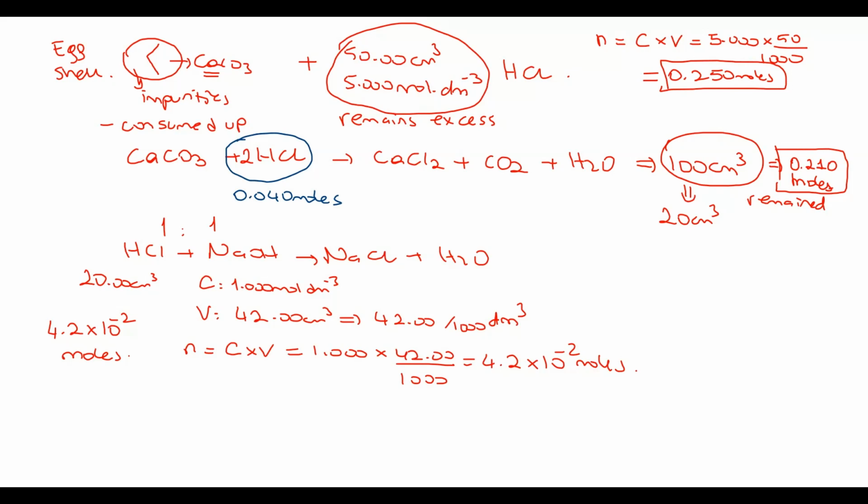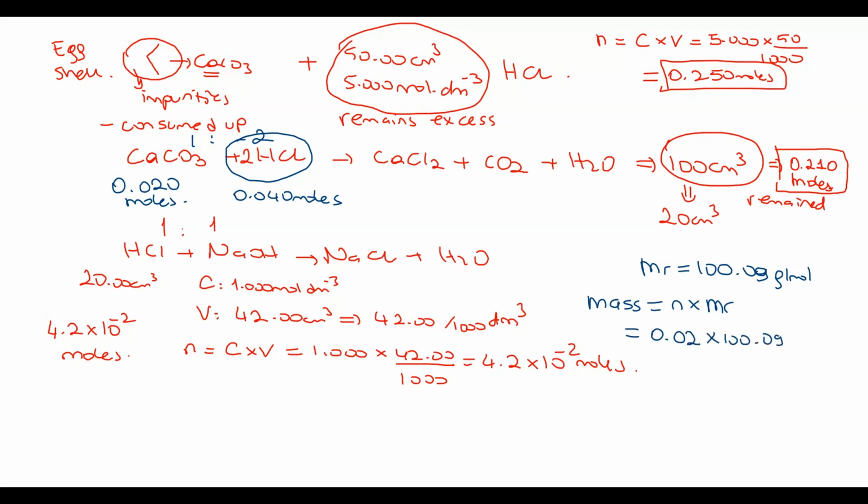The mole ratio between calcium carbonate and acid is 1 to 2, which means the number of moles of calcium carbonate is 0.020 moles. Now we know the number of moles of calcium carbonate, and we need to calculate its mass. Its molar mass is 100.09 grams per mole if you calculate it using the periodic table. Mass is equal to number of moles times molar mass. So you multiply 0.02 times 100.09. It gives us 2 grams.